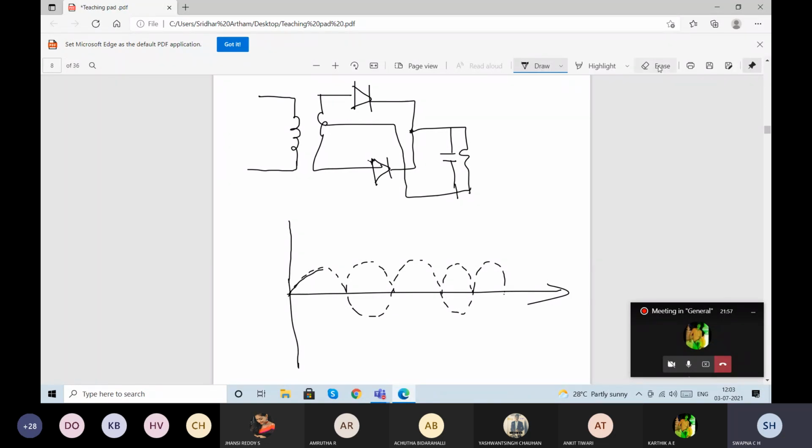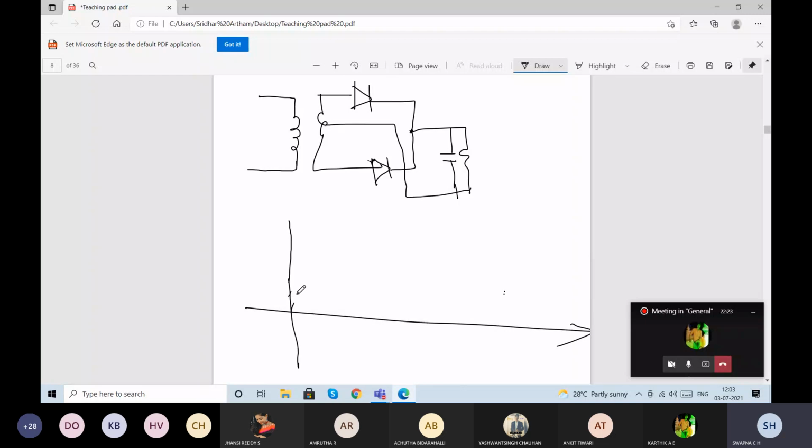Let me draw it a little bigger because I want to analyze the waveform itself. From the waveform itself, we'll be calculating the ripple factor. So let me just take 1 second now. Okay, so here what happens, the charging and discharging will happen.